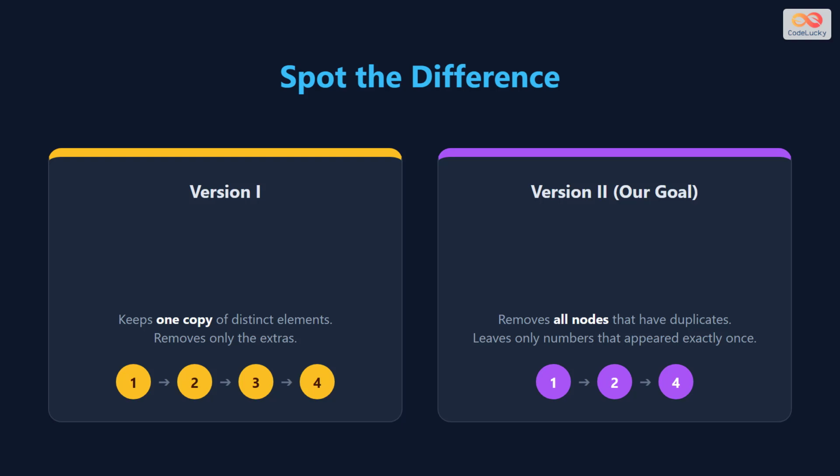It is important to distinguish this from the easier version 1 of the problem. In version 1, you keep one copy of every number, so 1, 2, 3, 3, 4 becomes 1, 2, 3, 4. But in version 2, which we are solving today, if a number appears more than once, all instances of it are removed. So 1, 2, 3, 3, 4 becomes just 1, 2, 4. The 3's are gone entirely.